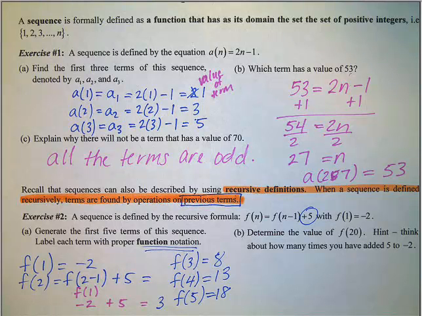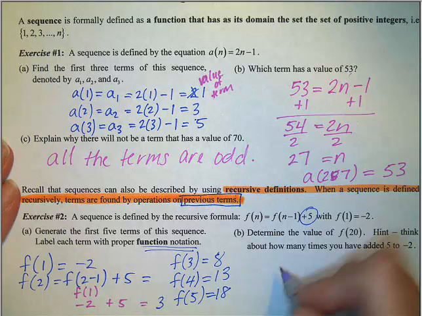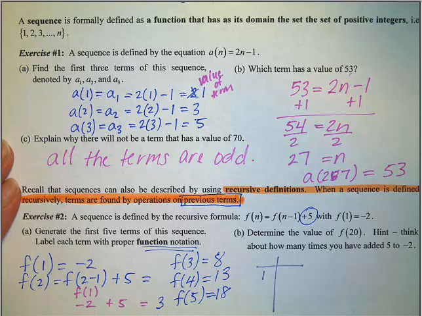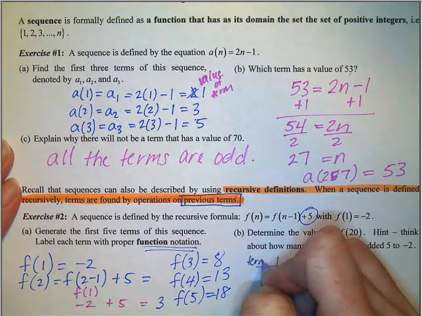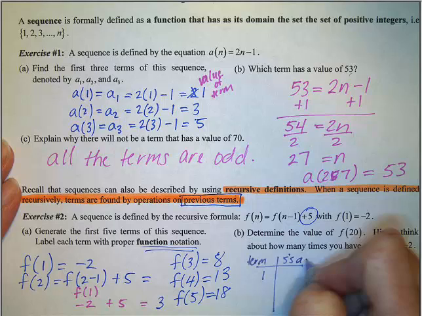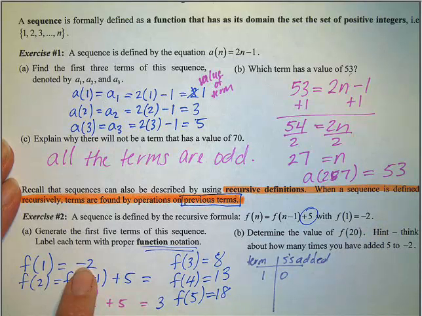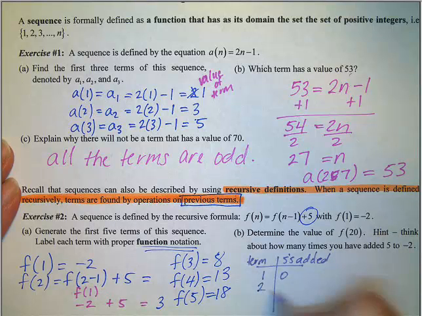So in part B, determine the value of f of 20. Hint, think about how many times you have added 5 to negative 2. So think about this. In the first term, how many 5s did we add? None of them, because they gave that to us. In the second term, we added one 5. In the third term, we had to add two 5s.